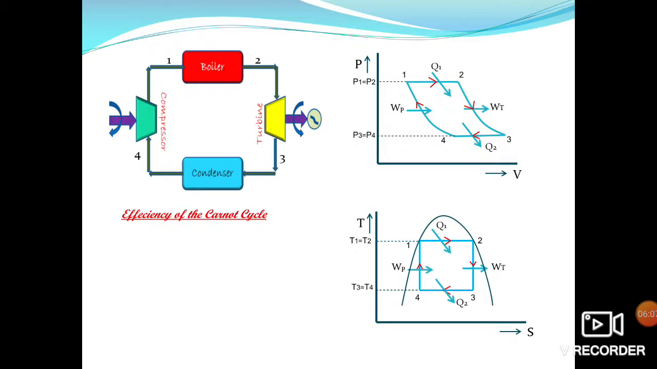Now let's see the efficiency of the Carnot cycle. We know that efficiency is equal to work done upon heat supplied. Here work done is equal to heat supplied minus heat rejected. Heat supplied is Q1 and heat rejected is Q2. So it will be Q1 minus Q2. So the efficiency you can write as Q1 minus Q2 upon Q1, or else you can write it as 1 minus Q2 upon Q1. So this is the formula for finding the efficiency.